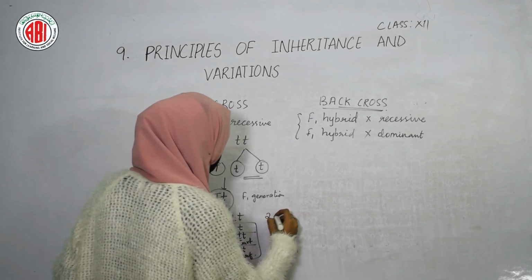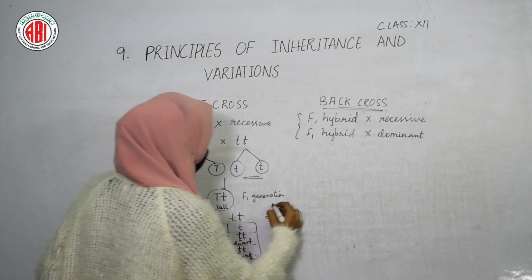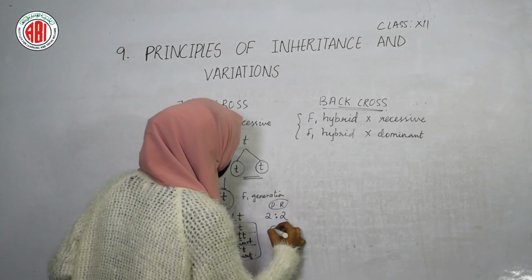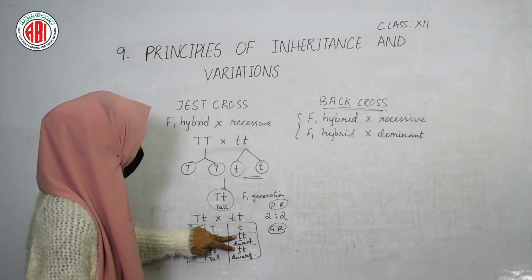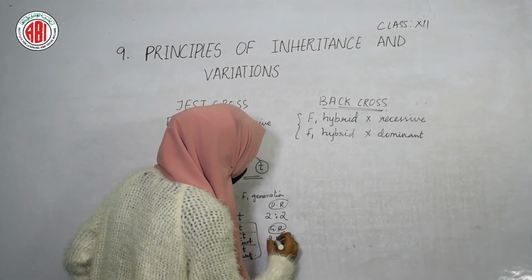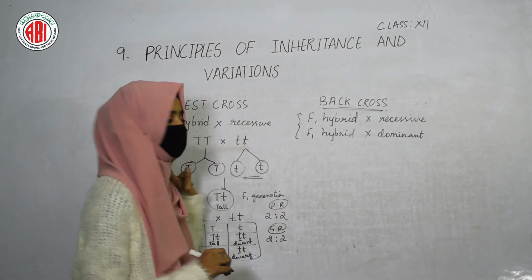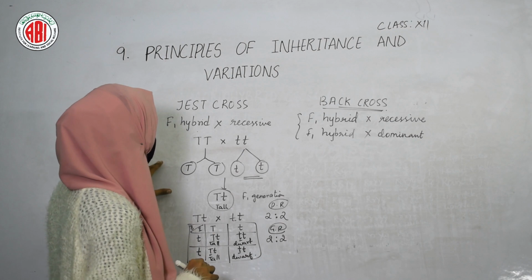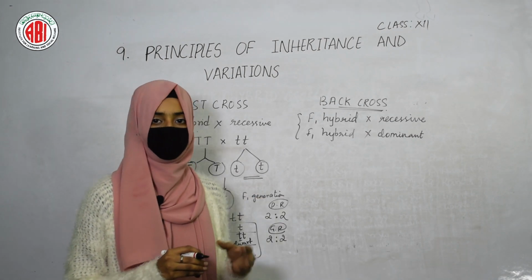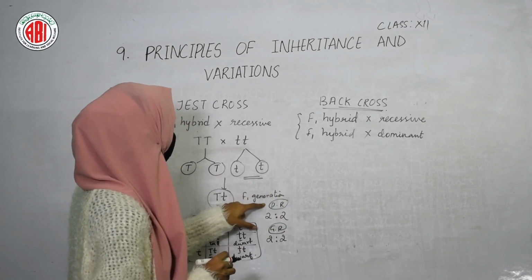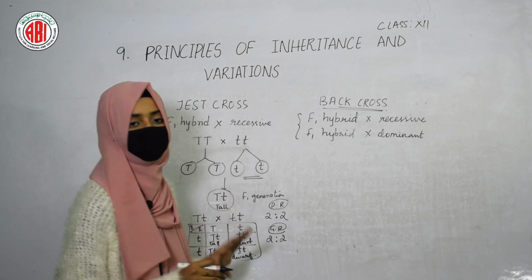So the phenotypic ratio of this test cross is 2:2, 2 tall and 2 dwarf. Now let us see the genotypic ratio. 2 are heterozygous tall and 2 are homozygous recessive. So the genotypic ratio of the test cross is also 2:2. So this is how the test cross can be used to know the genotype of the unknown one, and the phenotypic and the genotypic ratio of the test cross will be same, that is 2:2.